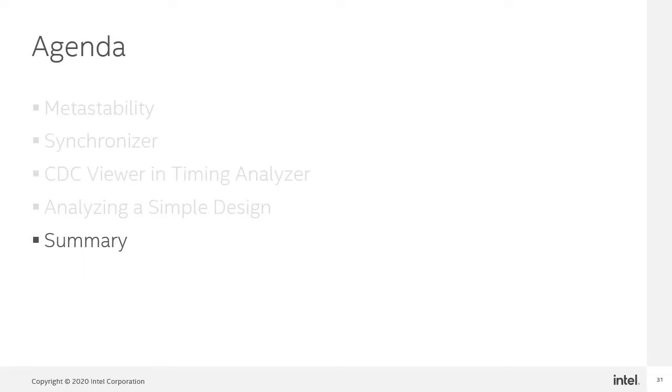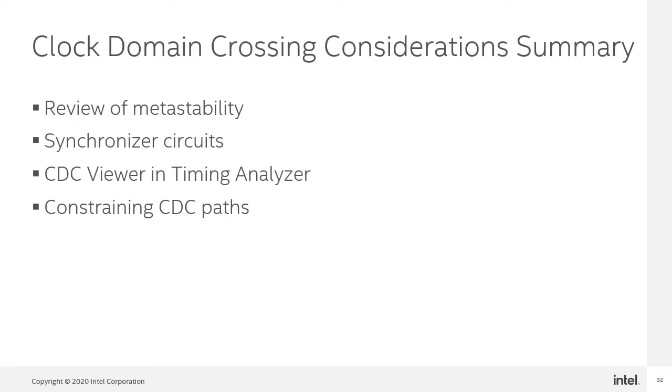Now for the summary. I did a brief overview of what metastability is and how it can affect your designs. I then went over synchronizer circuits and how you can use them to help mitigate metastability issues. I went over the CDC Viewer and Time Analyzer and how the user interface can help you navigate through the different clock domains that may exist in your design. I then went over a simple circuit to analyze its clock domains in CDC Viewer and then constraining the design to effectively go from one clock domain to another.